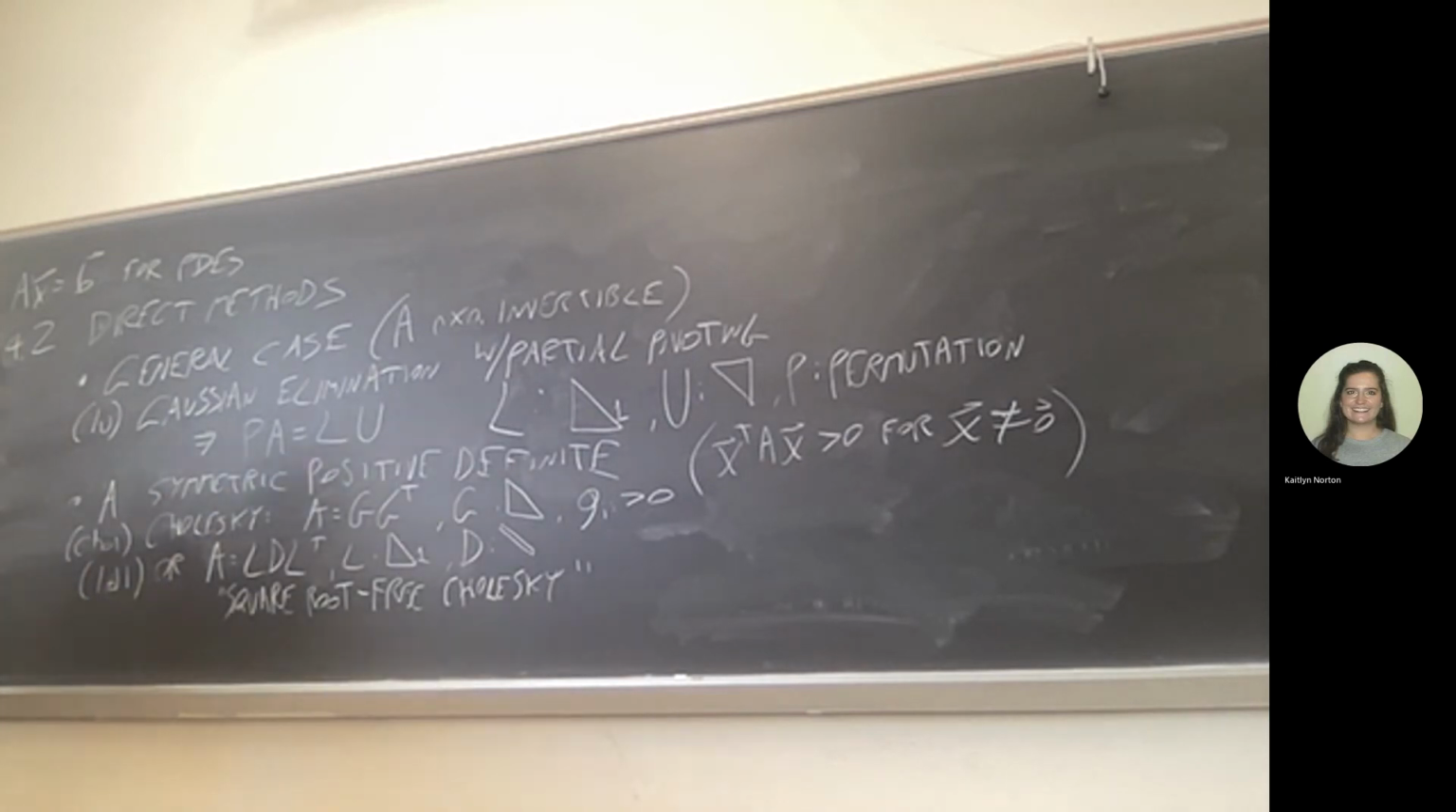All right. And the backslash operator is actually quite sophisticated. By default it would do Gaussian elimination with partial pivoting, but if it detects that the matrix is symmetric, actually I believe it will use this because, what was that?